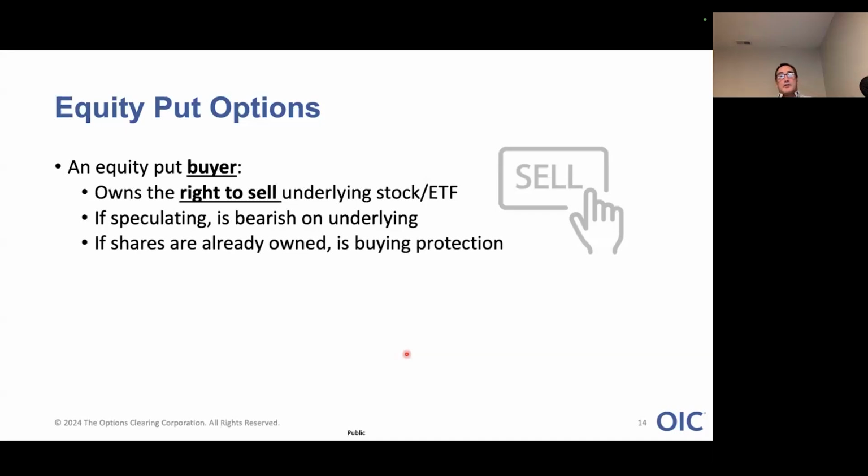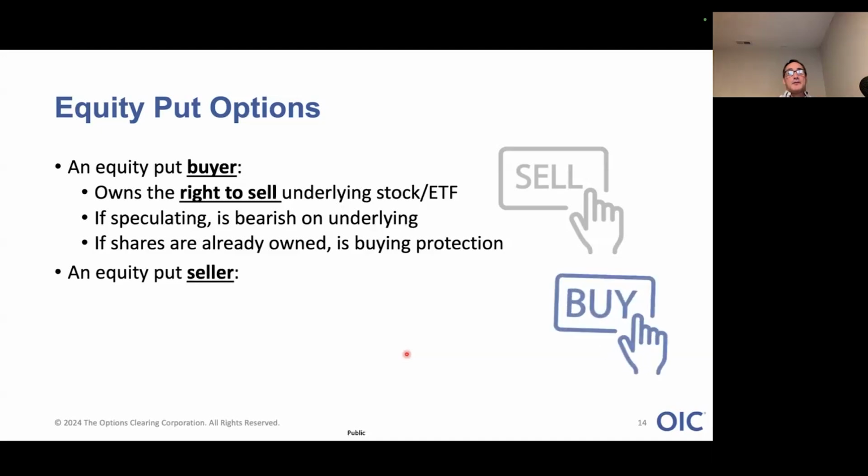If you already own the shares, you can use puts as protection, kind of like an insurance policy. If you buy stock at 100 and you're okay with a 10% loss on your stock holdings but want to cap it there, you might buy a put at the 90 strike, 10% lower, to protect yourself in case shares go lower. Now you're going to be paying a little premium for that put, but in that way you are protecting your downside in case the stock falls out of bed.